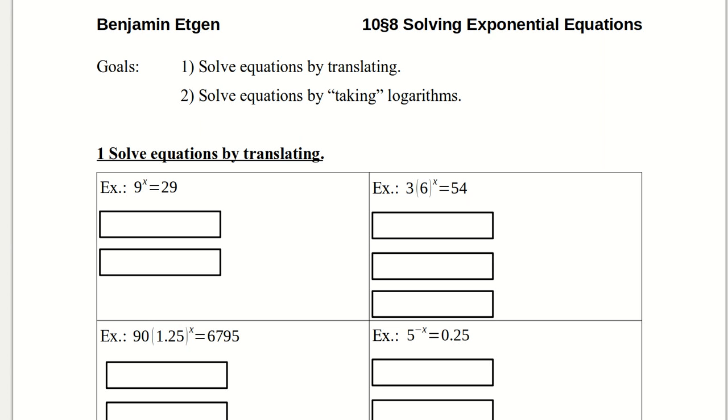Okay, welcome to section 8 in chapter 10. We're solving exponential equations. By some standard, this has been our goal all along. We're going to solve them two different ways.